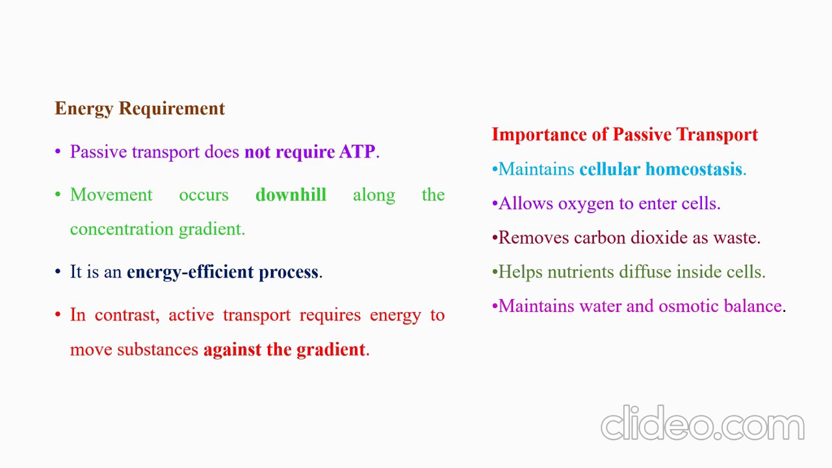Passive transport plays a crucial role in maintaining homeostasis, which is the stable internal environment of the cell. It allows oxygen to enter cells for respiration, carbon dioxide to exit as waste, nutrients to diffuse where needed, and water to maintain osmotic balance. Without passive transport, cells would not be able to sustain life processes effectively.